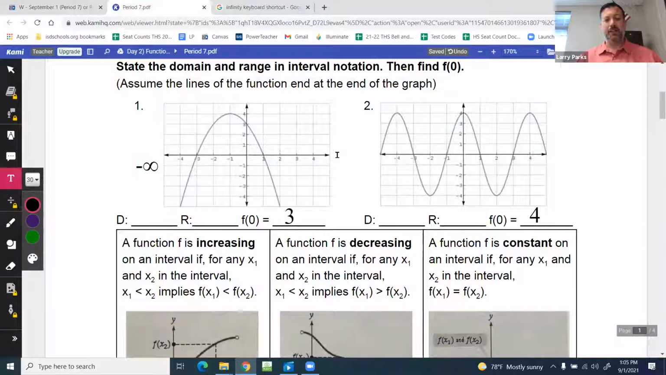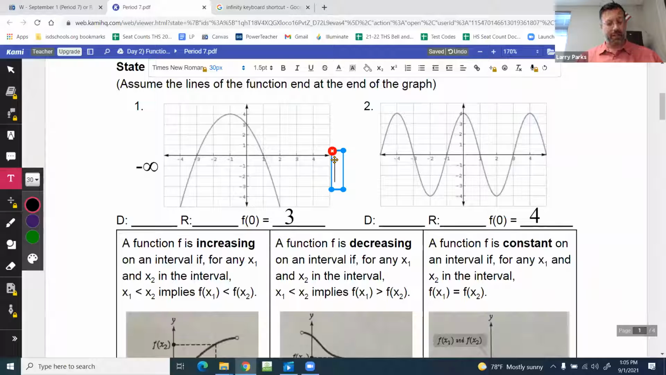And then over here, we call that positive infinity. So negative to positive. And then down here would be negative infinity, and up here, positive infinity.